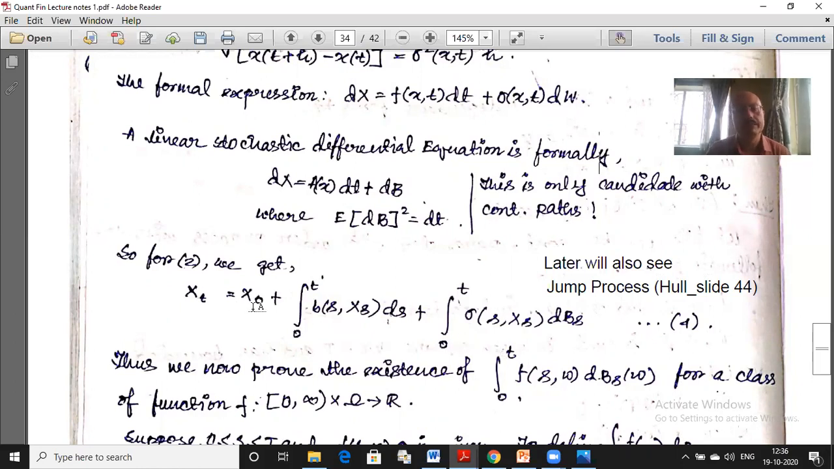So the integral of dx will be x_t minus x_0. So x_t equals x_0 plus this ds integral, which is the usual Riemann integral. No problem here. I know how to do this integration. There is a second integral, however, which is the integral of sigma dB_s, and this is something that we need to define.